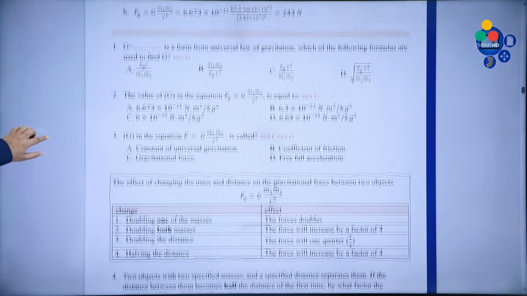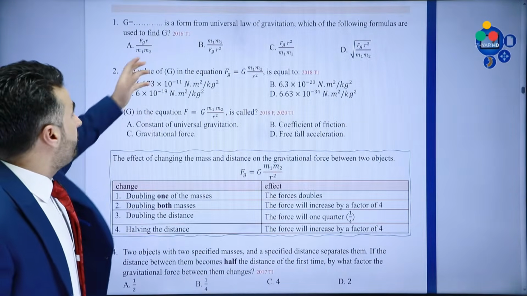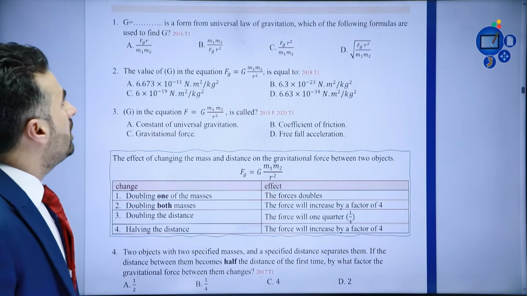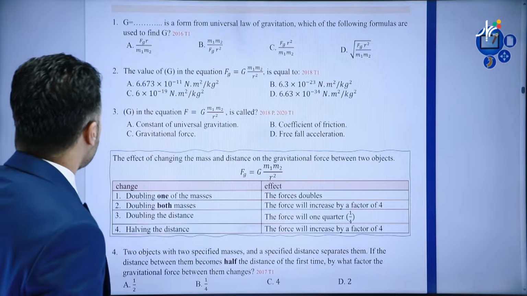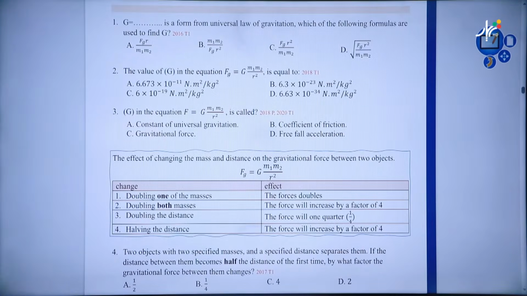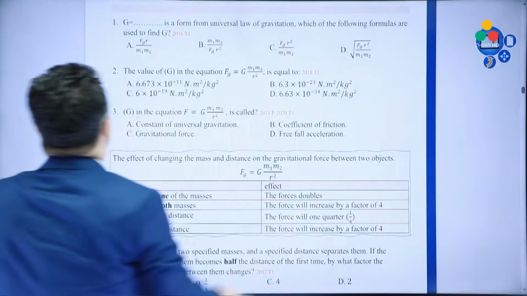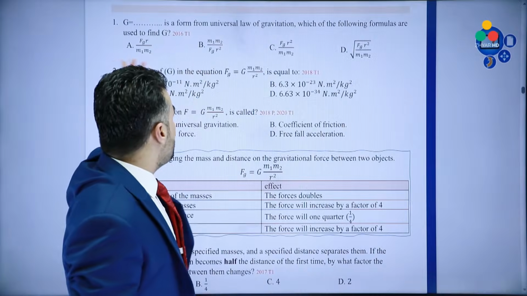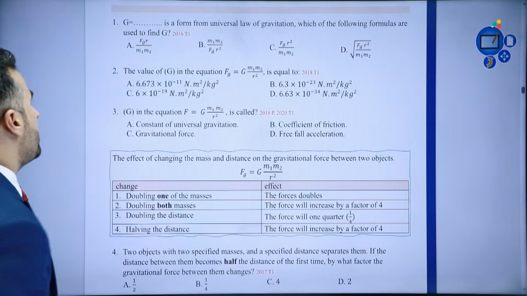All right, now of course we have some past questions, or national questions. It says G is a form of, let's say, universal law of gravitation. Which of the following formulas are used to find G? Of course, if you make G the subject, which one of these do you think would be the correct answer? Can we say it is this?